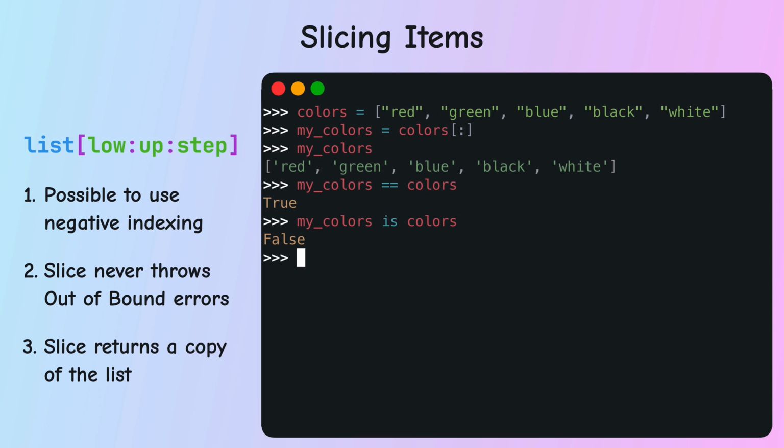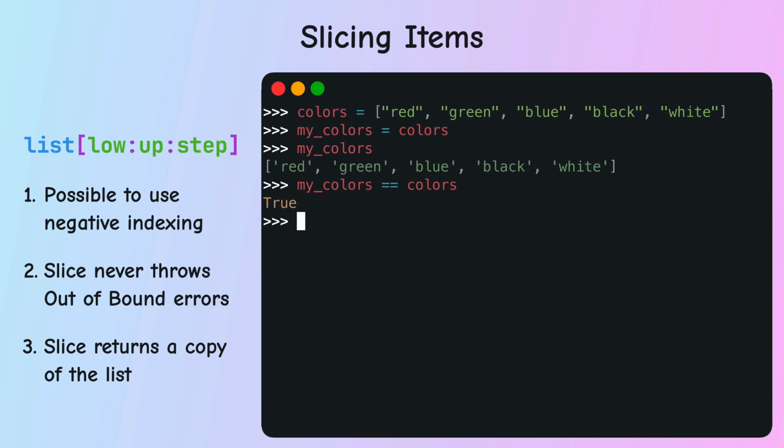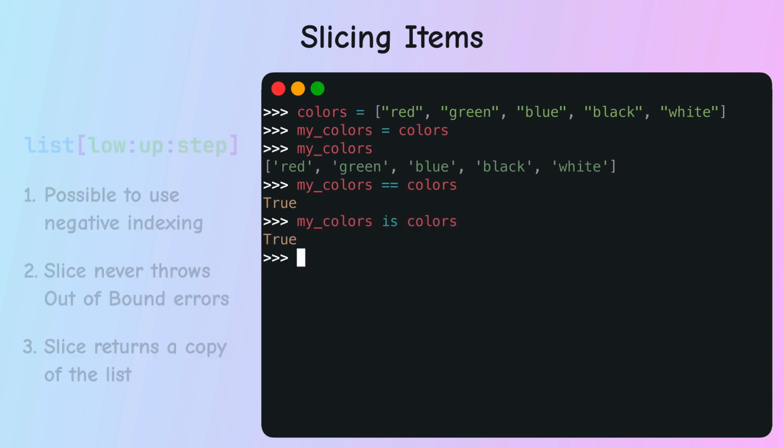I want to remind you again, instead of doing this, if you did myColors equal colors, here you are assigning the same data in the memory to 2 variables. Both of these variables point to the same data. Variables are just labels for data in the memory. Okay, that's how you access items in a list.